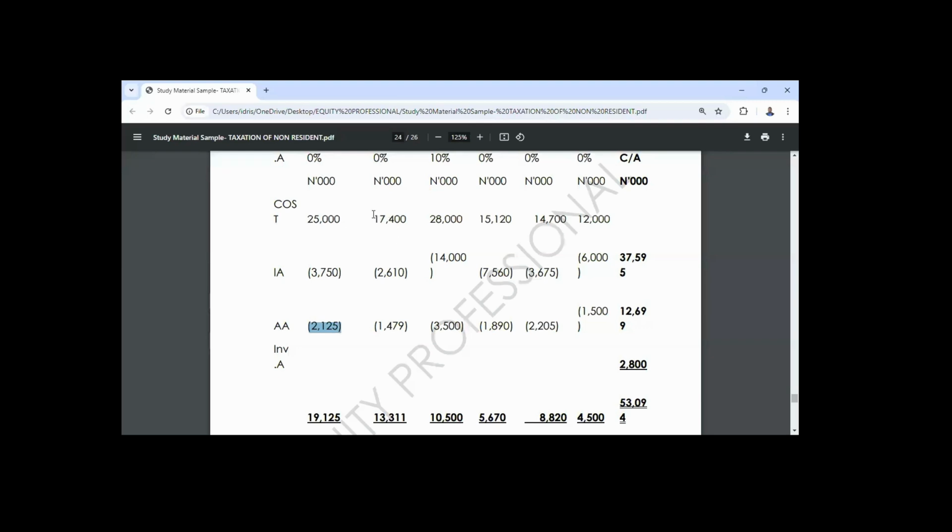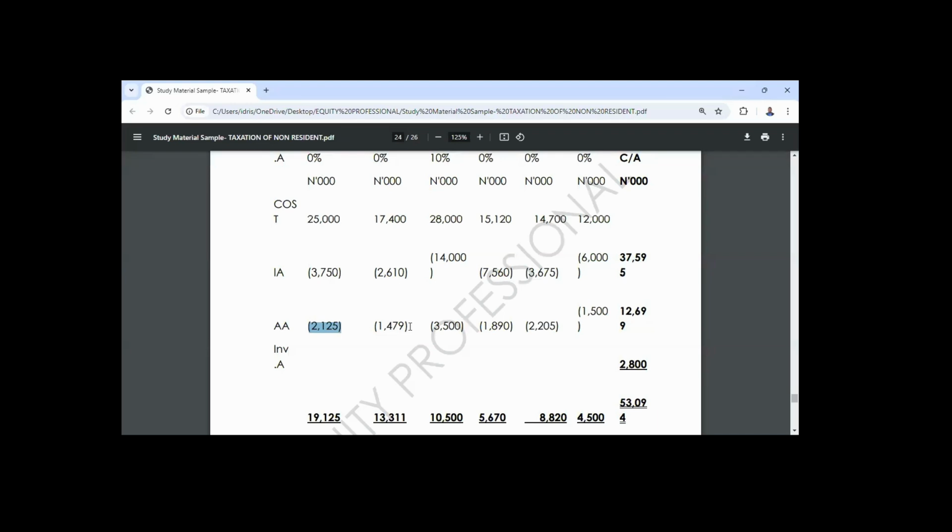In the case of the office building, 17,400 less the initial allowance, divided by number of years, which means 17,400 minus 2,610 divided by 10. You are going to get annual allowance of 1,479. That is how you do capital allowance.